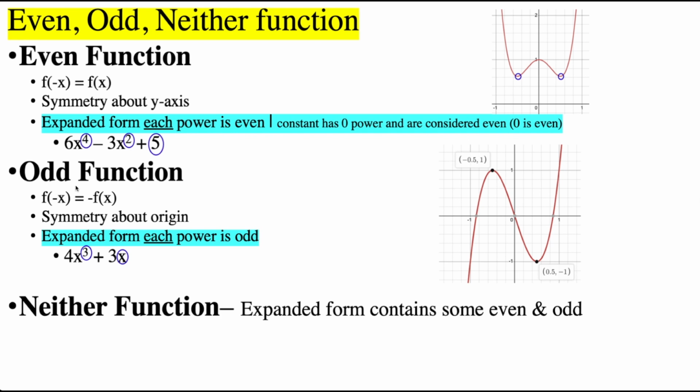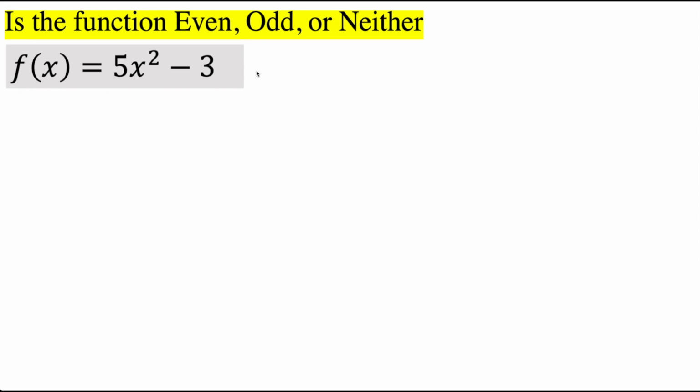An odd function: f of negative x is equal to negative f of x. And you have symmetry about the origin, so you notice here and here, they got flipped. X and y got flipped. And for this one, expanded form, each power is odd. So this one, the power is 3, and 3 is odd. This one, x raised to 1, the power is 1, and 1 is odd. Now, a neither function has a combination of some even terms and some odd terms. And so let's begin, and again, we'll use both methods.